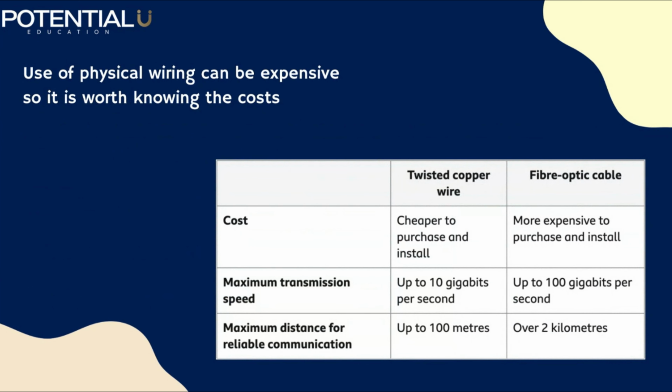But use of physical wiring can be expensive, so it's definitely worth knowing the costs. So twisted copper wire, it's cheaper to purchase and install, but anybody that's got copper piping in their house will know that copper is not cheap. It's quite an expensive material, and it's got a max transmission of 10 gigabits a second. The distance for reliable communication is about 100 meters, and fiber optic, it's way more expensive, way faster and a much higher distance, so you get much more for your money. However, it's a significant investment.